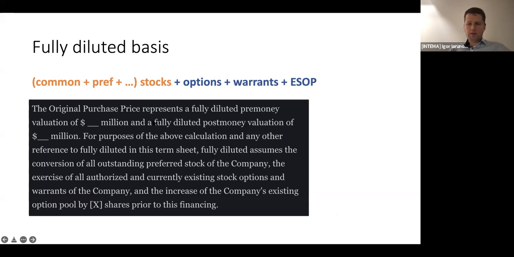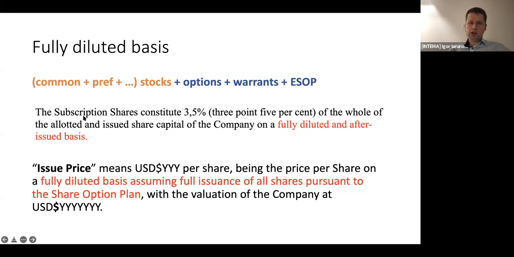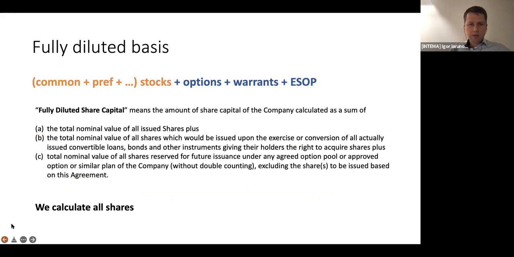So it's also a quotation from a shareholder agreement, and also one more quotation. Here it's written that subscription shares, I think it's shares issued, for example, 3.5% from our previous example. And how is it calculated? On a fully diluted and after-issued basis. Also, issue price means the price per share on a fully diluted basis, assuming full issue of all shares pursuant to the share option plan. So if you promised somebody to issue some shares, you must take them into account when you're trying to issue more shares. It's quite an obvious idea, but okay.